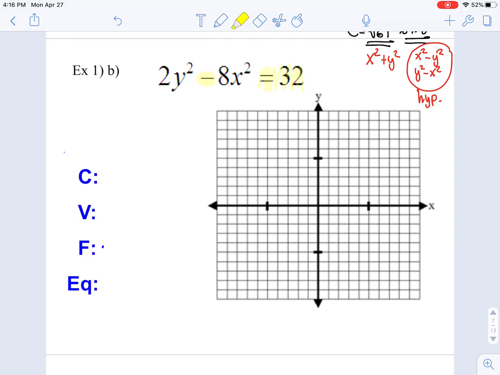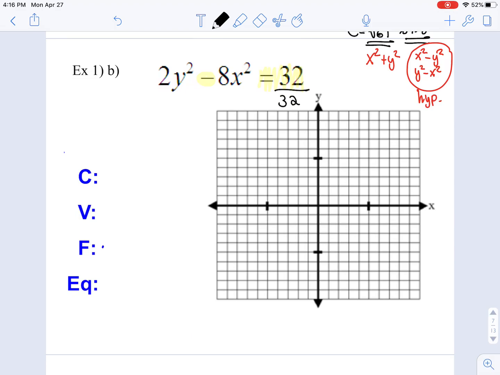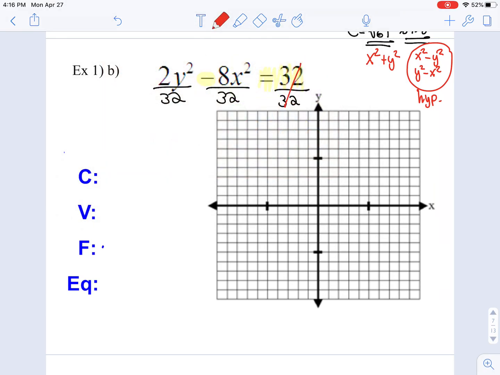But the main problem here is that it doesn't say equals 1. So we're going to have to start with dividing by 32. We're going to divide everything by 32. And when we reduce, that's going to give us this equals 1. So 2 divided by 32 reduces to y squared over 16, minus 8 over 32, which reduces to x squared over 4. Here's the equation of our hyperbola.